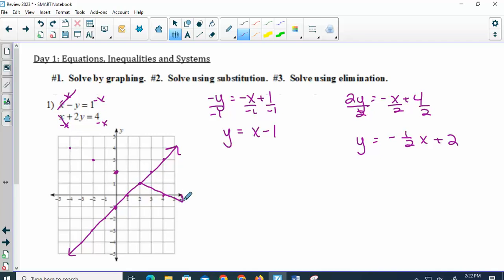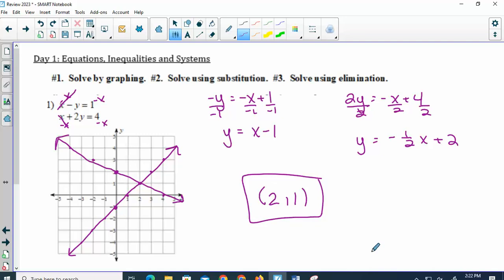So the solution is the point where these two things meet. And what is that ordered pair? 2, 1. All right, we did pretty well with the graphing ones on the test. Are there any questions there?